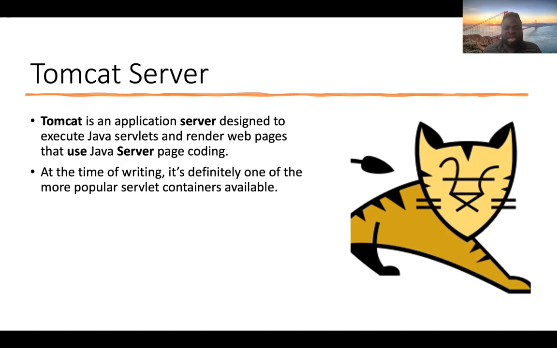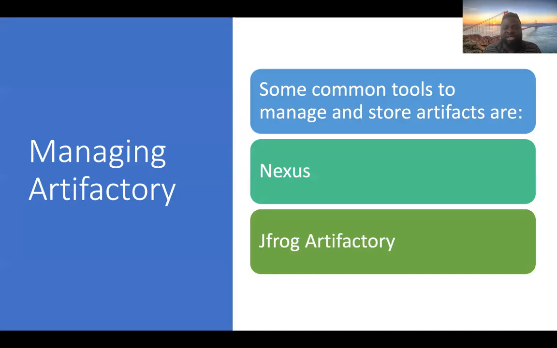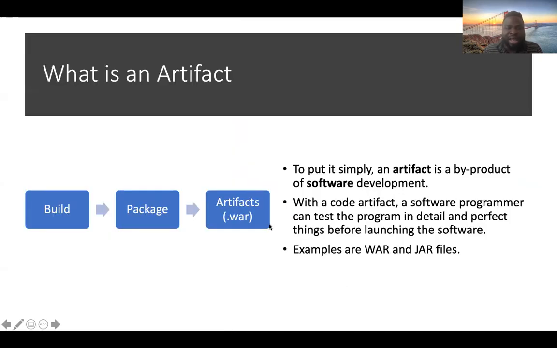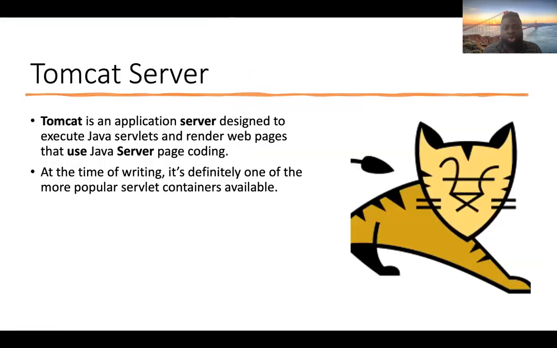You saw last week that after we built the application, we could not access it. We only saw the WAR file. There's no way to access it. So now, the WAR file, we need to put it somewhere before the user can see the product of our application. Where we put it is the Tomcat.